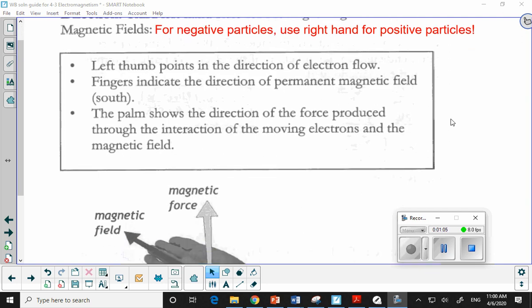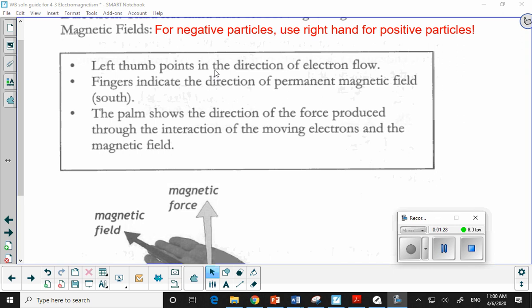So the thumb is going to be the direction of the electron flow, or in the case of a positively charged particle, the direction of the charge that we'll be talking about, the alpha, or we'll talk about some lithium ions in there as well. The fingers indicate the direction of the magnetic field, and then the palm is the direction of the magnetic force.